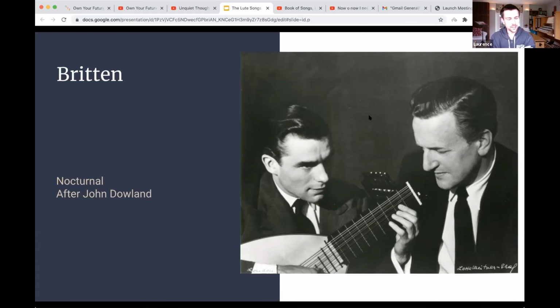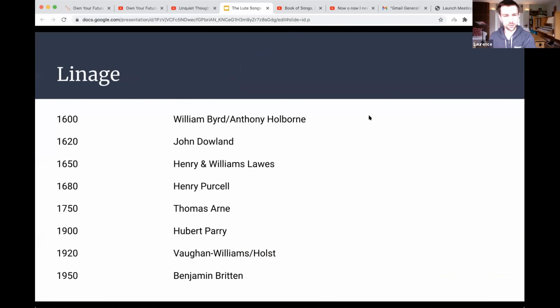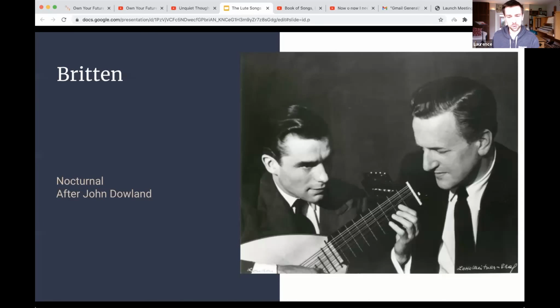So yes, the Nocturnal after John Dowland was one of the pieces that really came out of that period. And I commend it to you. I would say it's a bit of a challenging listen, but it's only 15 minutes and it's very, very transformative. If you've got time, do have a listen to Come Heavy Sleep and the Nocturnal after John Dowland. So that's John Dowland, an introduction.